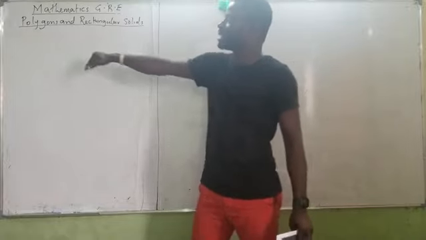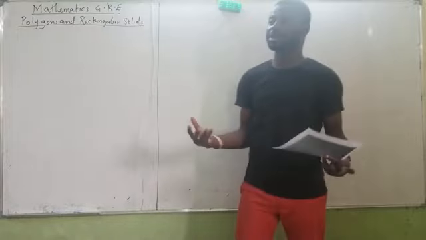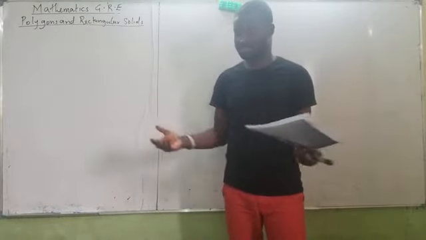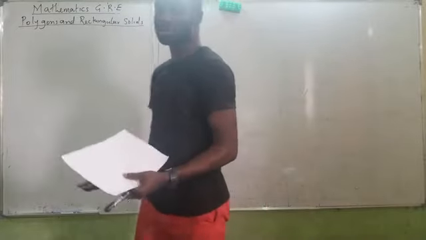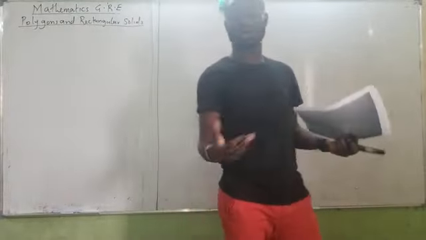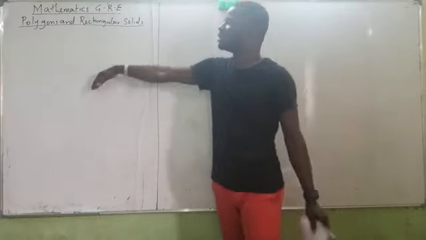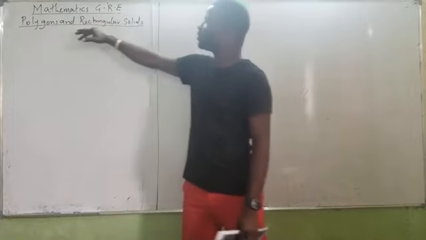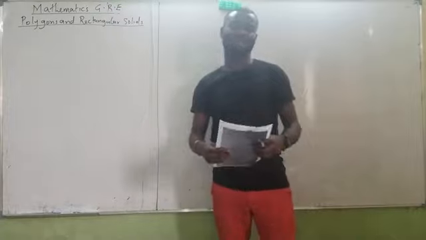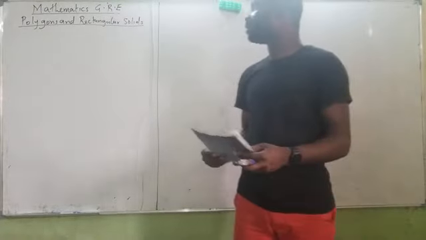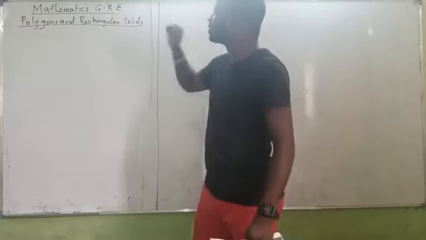But this time around we're working on polygons. Polygons means we are talking about shapes with different edges. It can be a pentagon, a heptagon, a hexagon, an octagon, a nonagon, and so on and so forth, depending on the edges of what you are referring to. And also, we are talking about a rectangular solid. A rectangular solid can be a cube or a cuboid, those two types.